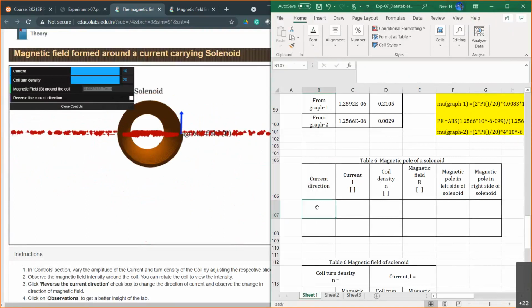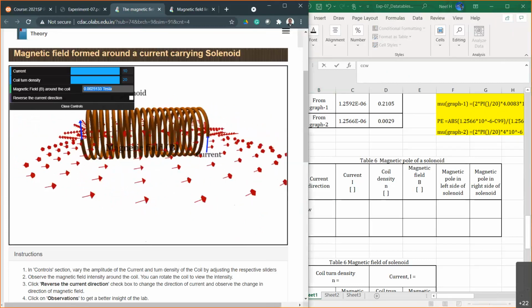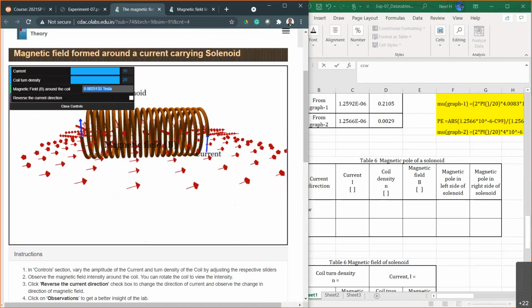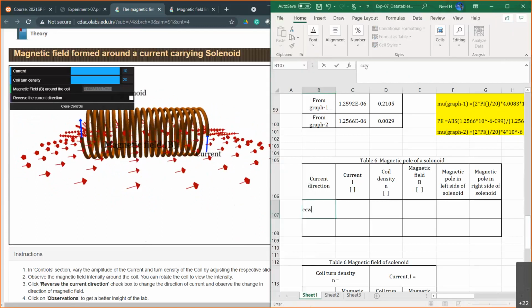Let's say counterclockwise. I'm just going to put CCW, counterclockwise. And if you look at it from sideways, the current goes from your left-hand side to the right-hand side, okay? You can add that also: by looking from the side, the current goes from left to right.